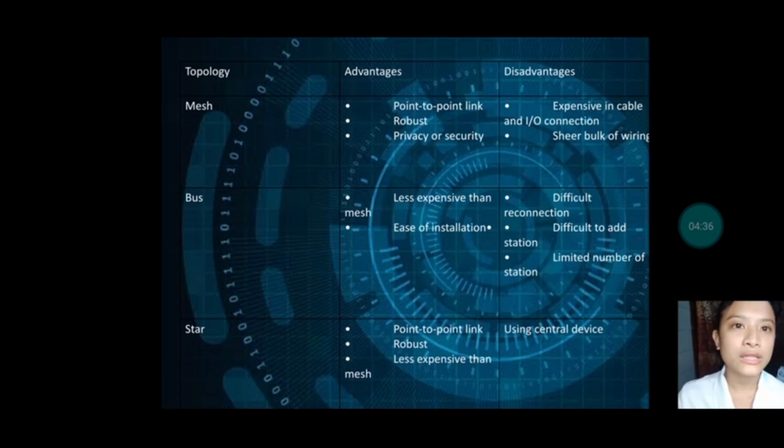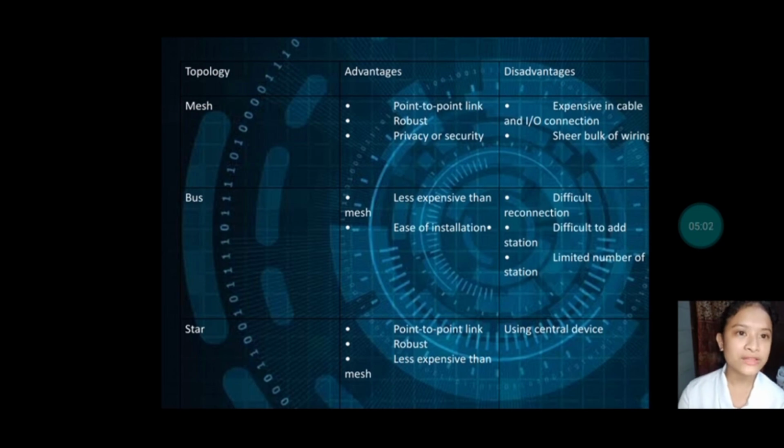Topology: the mesh, bus, and star. In the mesh, the advantages are point-to-point link, robustness, privacy, and security. The disadvantage is that it is expensive in cable and I/O connection, with a sheer bulk of wiring.